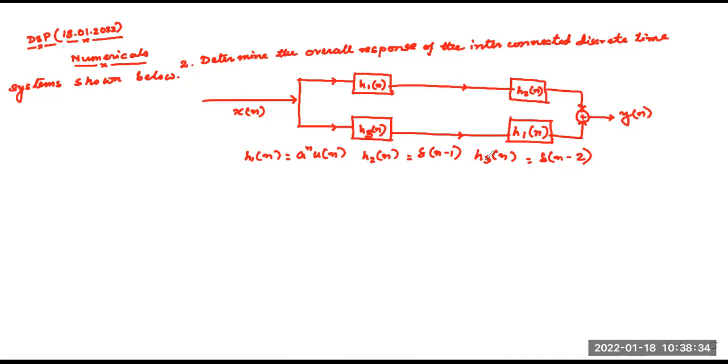So you can see here, there are two types of connection used here. One is cascade, another is parallel. So 2 times of this is merged in this signal. So how to do it?